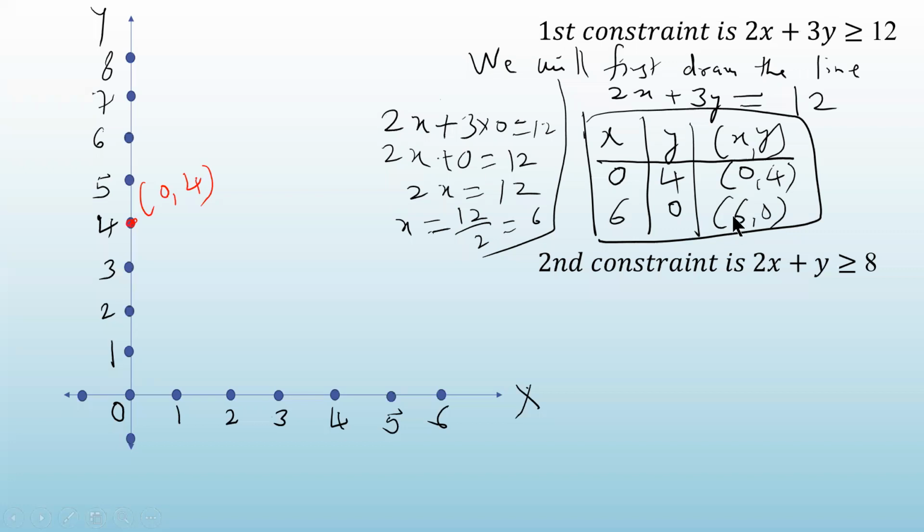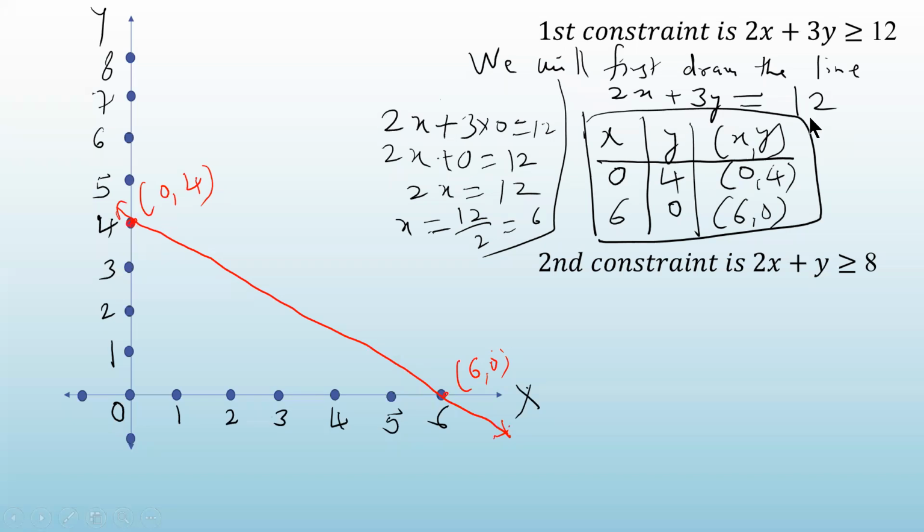Now the next point is (6, 0). X coordinate is 6 and y coordinate is 0. So look at the x-axis, x coordinate is 6 here and y coordinate is 0. So I have got 2 points, (0, 4) and (6, 0). Now you join these two points and make a line. So I'm joining these 2 points. So this is my line 2x plus 3y equal to 12.